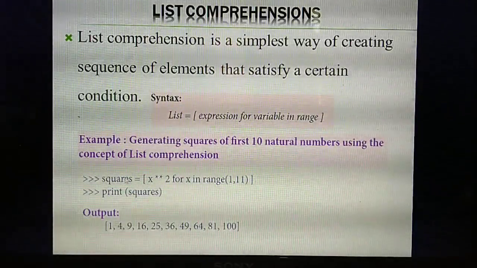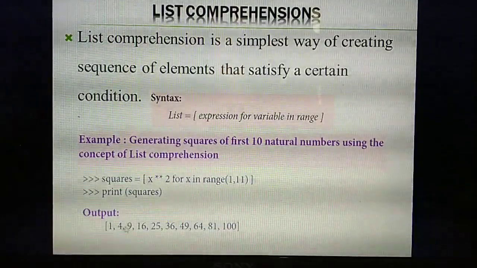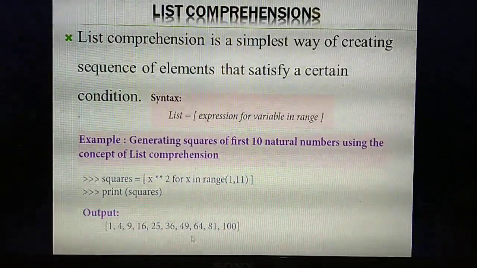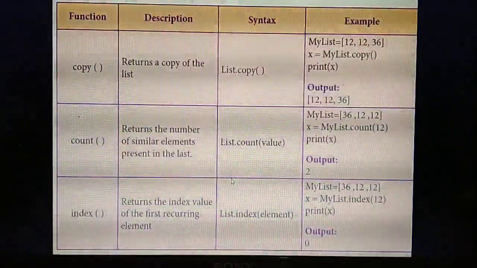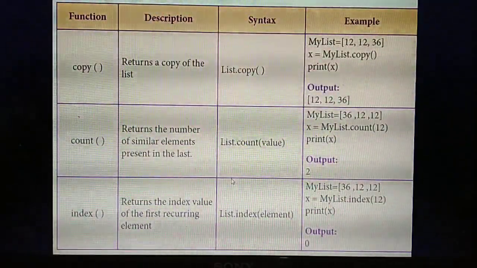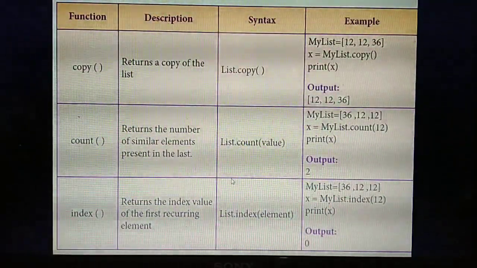Understand? Next you are going to print the name of the list. What's the name of the list? Squares. Now run the program, you will get the output like this. Understand? So next thing you are going to study about list functions.